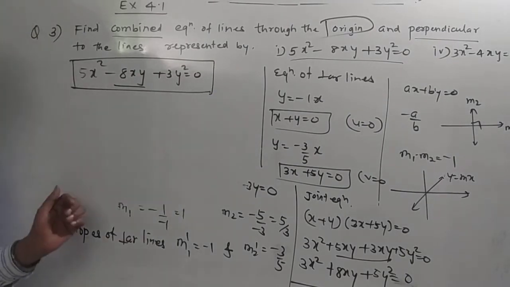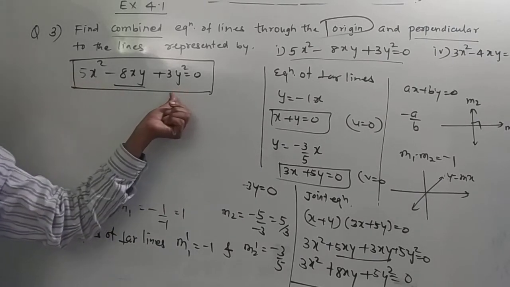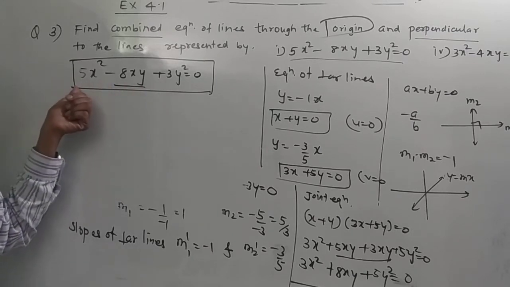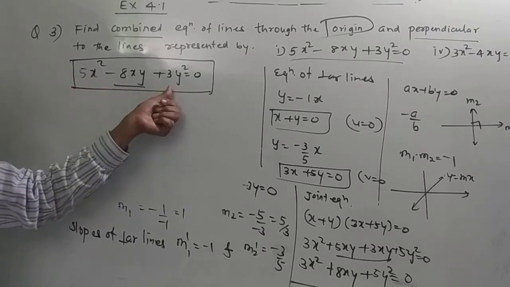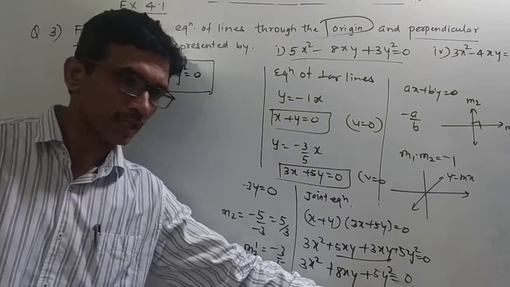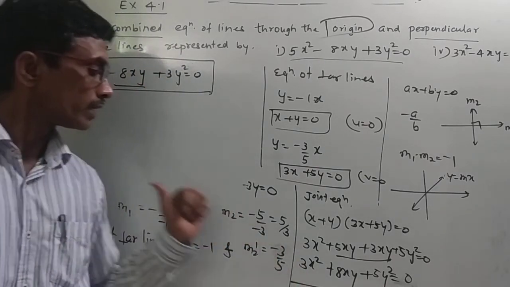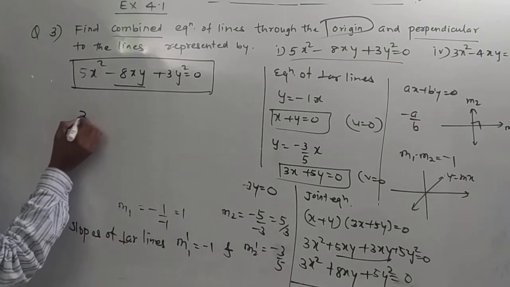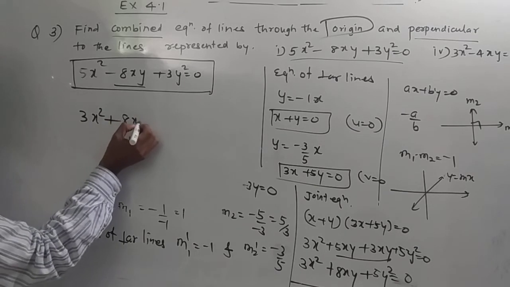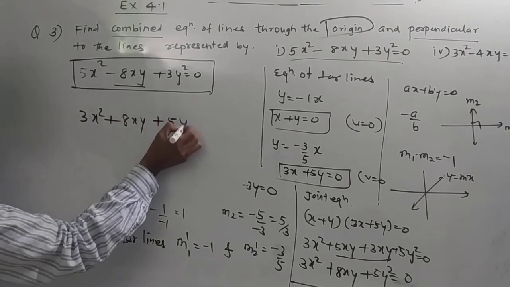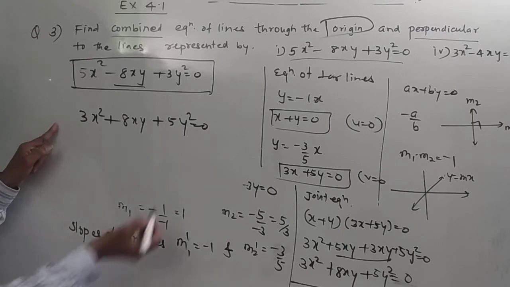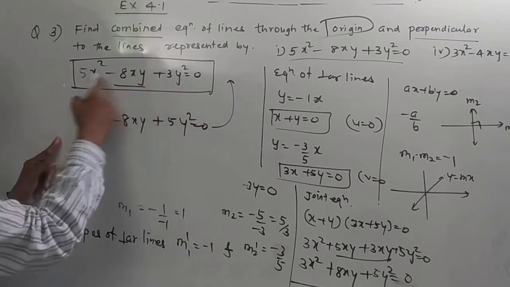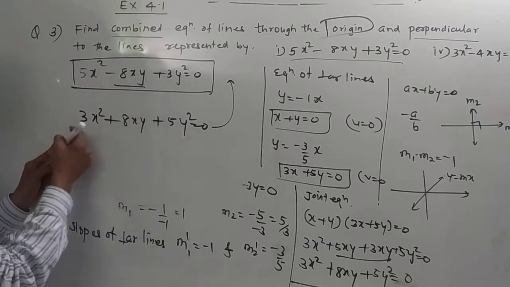So this is what the given equation. Now perpendicular to these lines, perpendicular to the lines represented by this equation. So this is the joint equation of those lines. Now you can observe that, see the required answer is this. This is our answer, 3x square plus 8xy plus 5y square is equal to 0. So you can compare this answer with the given equation. You will understand that the coefficients of x square and y square are interchanged.